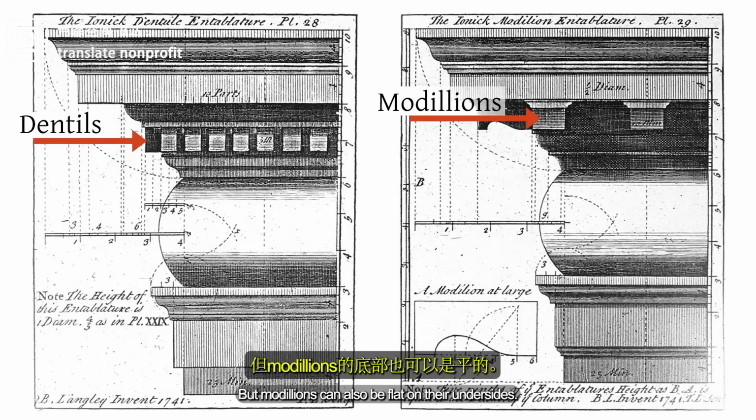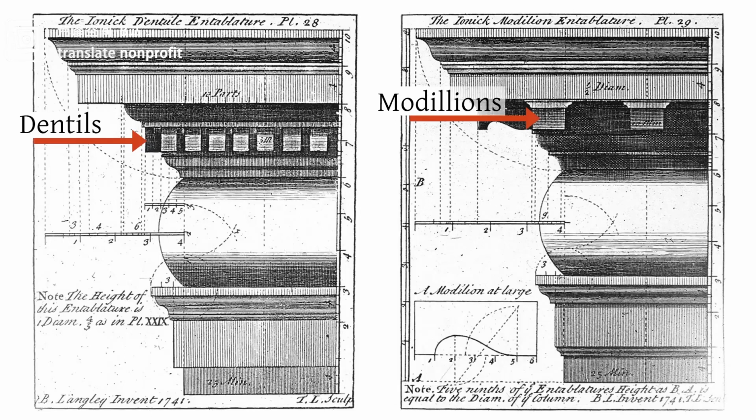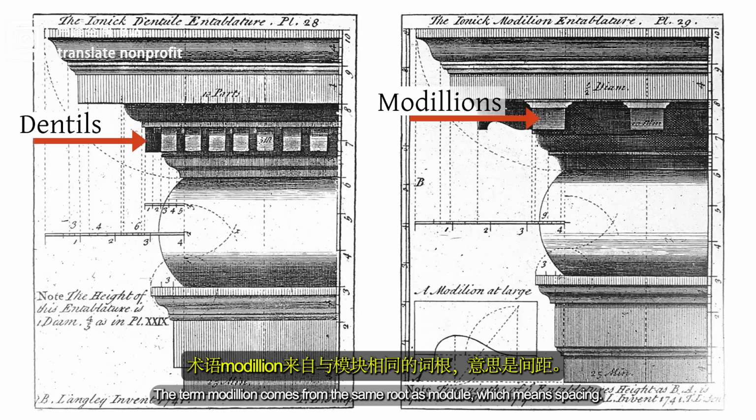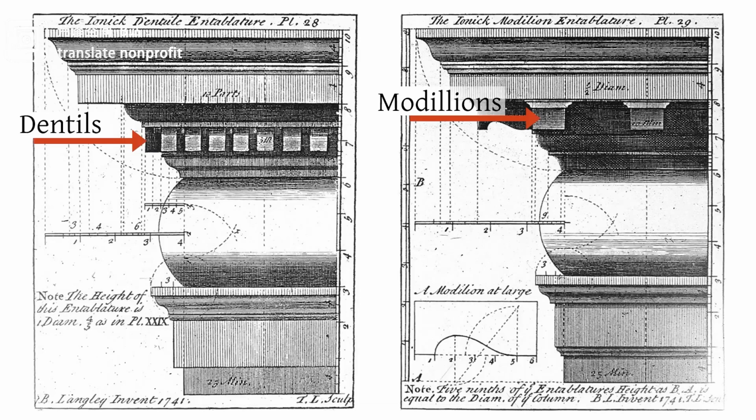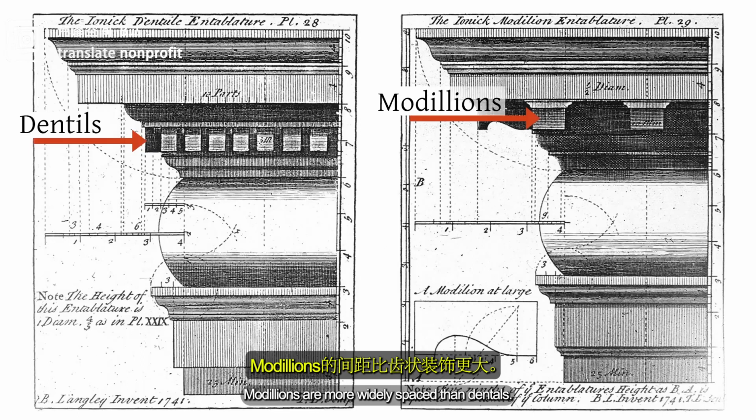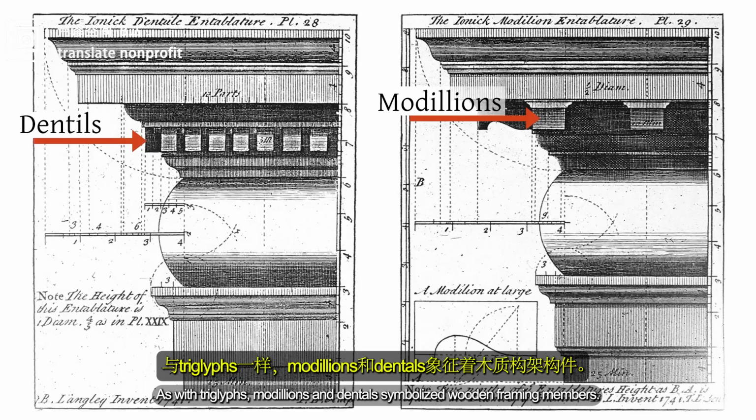But modillions can also be flat on their undersides. The term modillion comes from the same root as module, which means spacing. Modillions are more widely spaced than dentils. As with triglyphs, modillions and dentils symbolized wooden framing members.